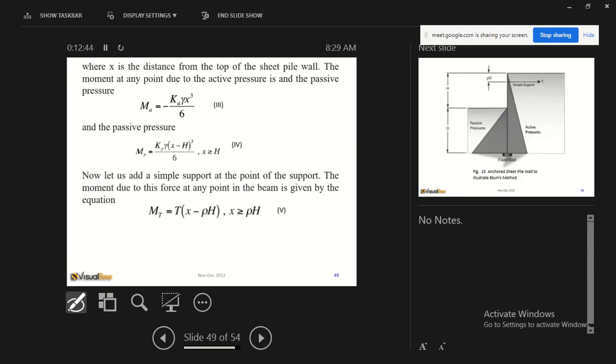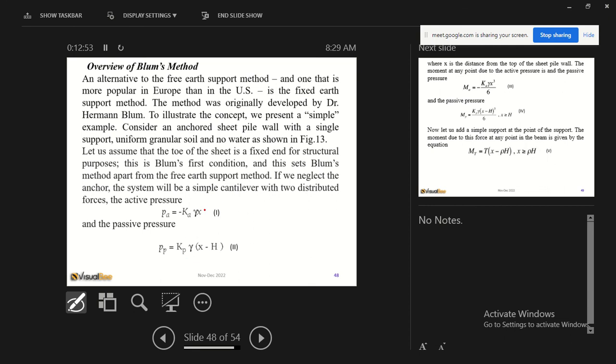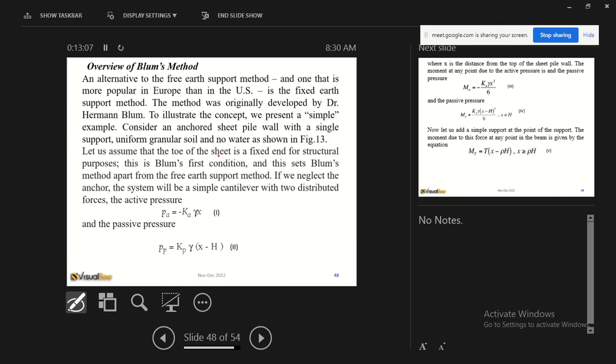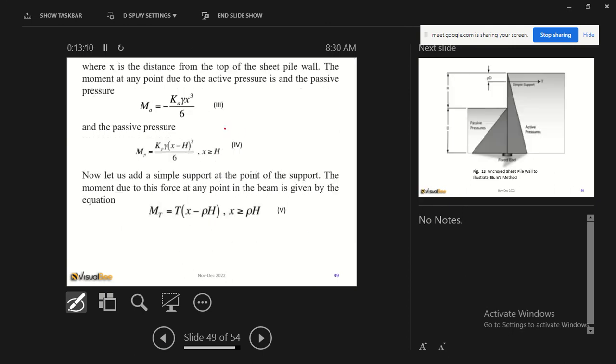So x is the distance from the top of the sheet pile wall. If you want the moment at any point, you just take this and multiply by x over 3, and the same here, with (x minus H) over 3, to get the moment. This is if we ignore the anchor force. In this case, of course, the value of x is greater than H.